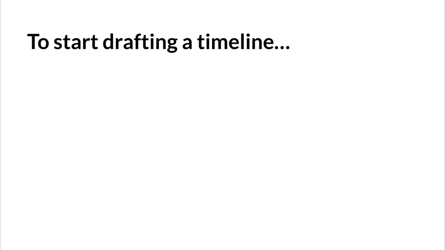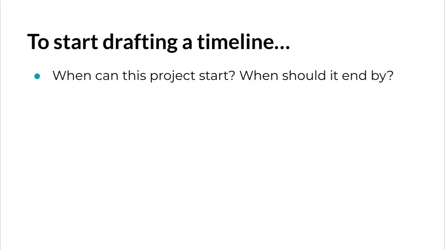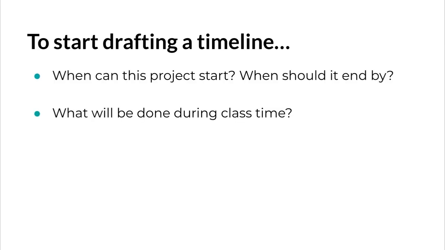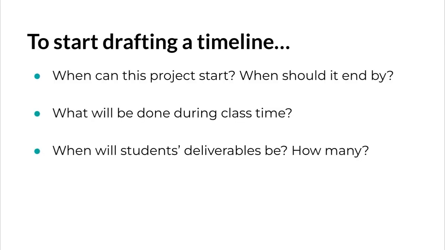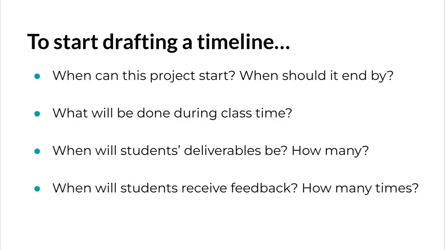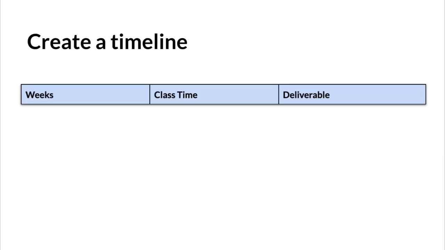To start drafting a timeline, you'll want to answer the following questions. When can this project start? When should it end by? What will be done during class time? When will students' deliverables be? How many will there be? When will students receive feedback? How many times?